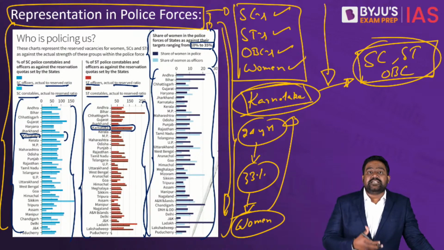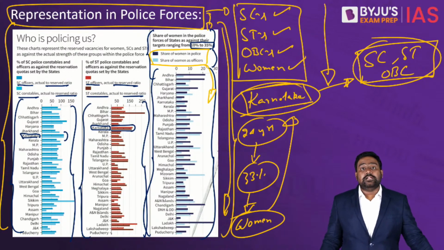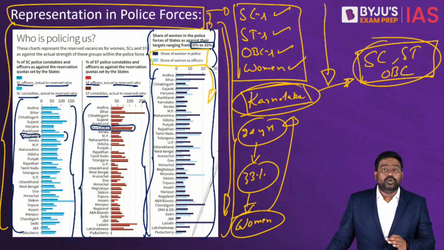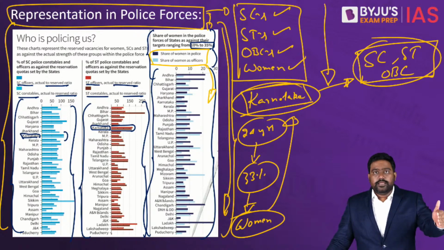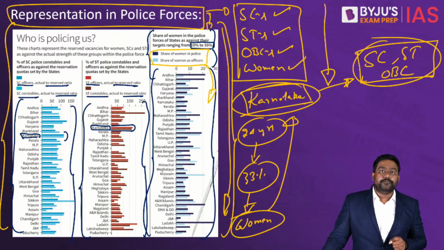And most of the states are falling behind here as well. The share of women in police forces is falling behind. It will take India another 24 years to get to 33% women in our police forces. So these are some key findings of the report.